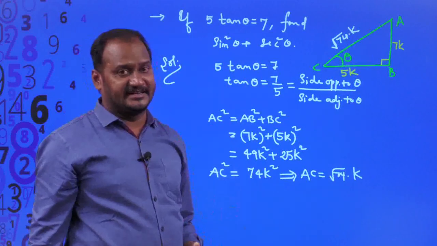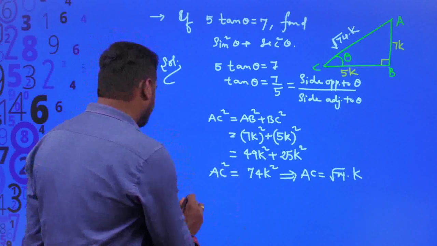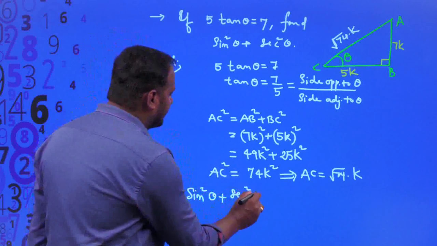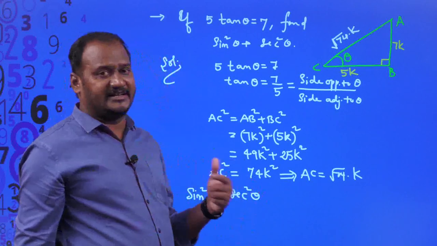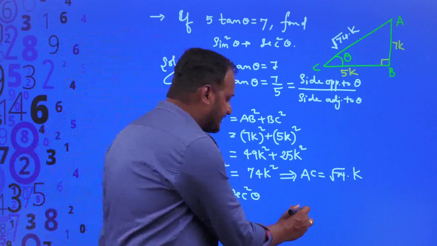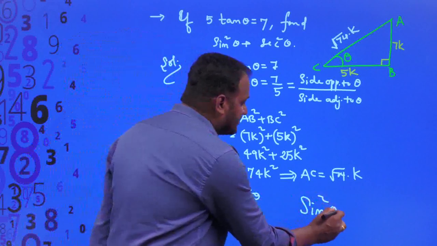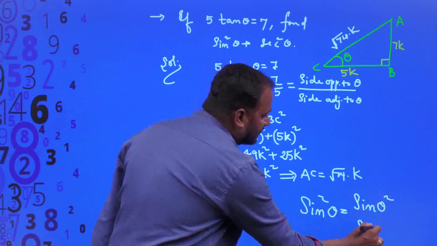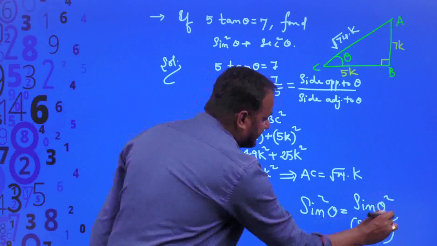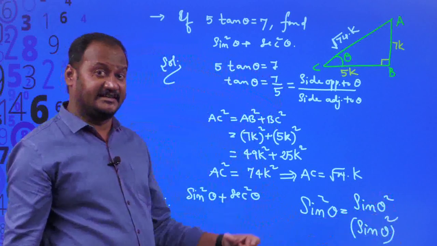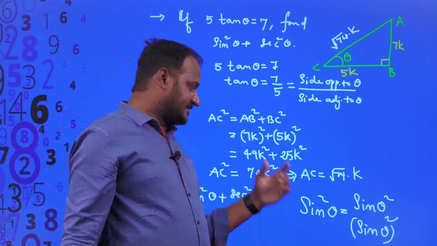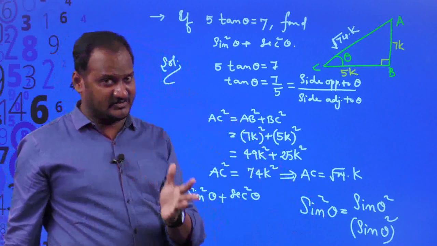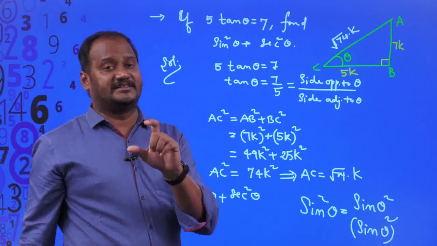Now you know all the three sides of the triangle and you can easily figure out what is sine square theta plus secant square theta. So here is one more confusion. What does sine square theta mean? Is sine square theta equal to sine theta square, or sine theta whole square? As we discussed earlier, there is no meaning of sine individually, just as there is no meaning of theta individually. If it is sine theta, then only there is a meaning.